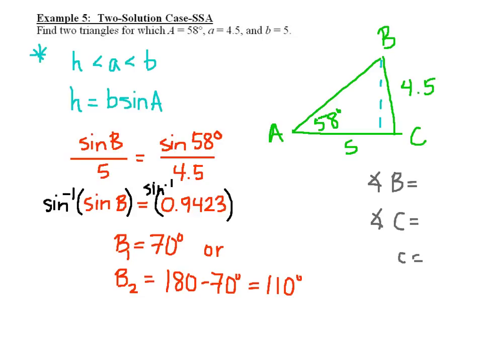So the reason we know we're going to need two values is, number one, because A is less than B. We know that because that's given here in our problem. So if we know that is less than B, you're going to have two solutions. Now you also find out that this is greater than H by plugging in your formula here. H equals B times sine of A.